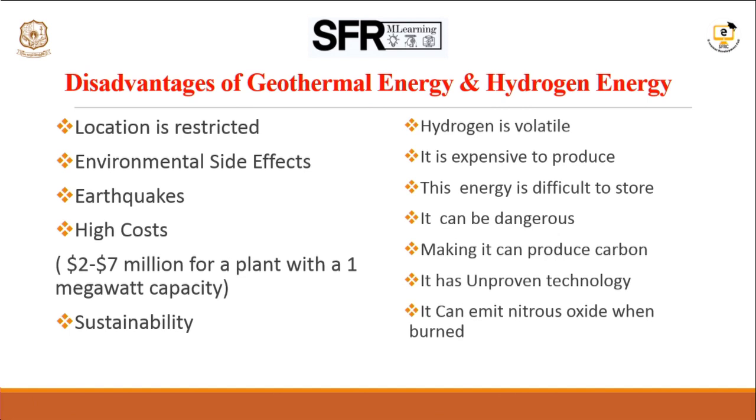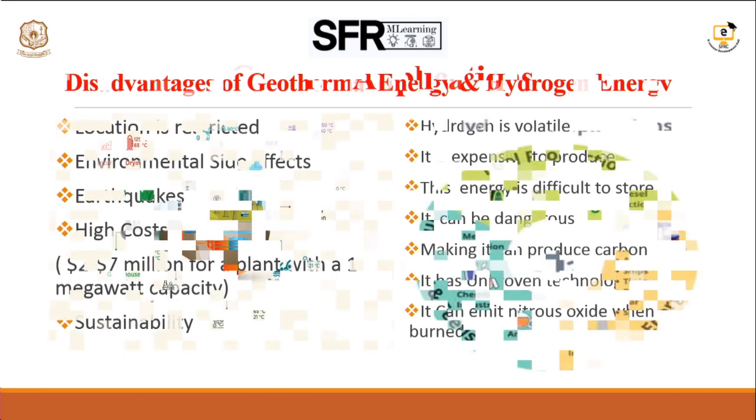Then finally, sustainability. In the case of hydrogen, it is volatile and expensive to produce. This energy is difficult to store and it can be dangerous sometimes, and it can produce carbon also. It has unproven technology and it can emit nitrous oxide when burned.